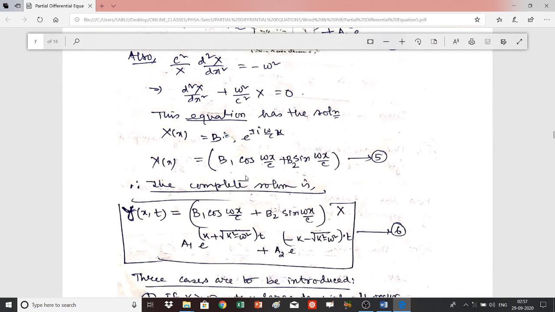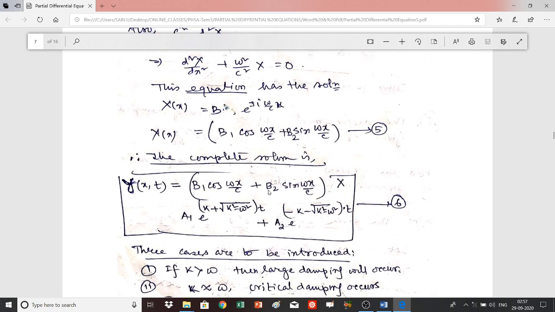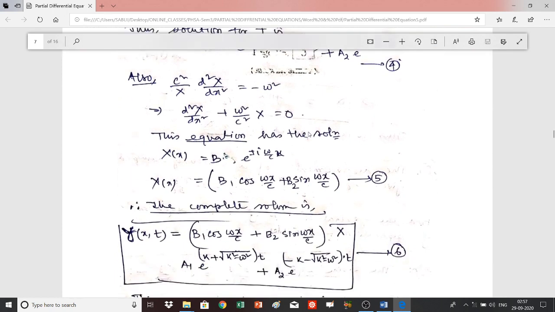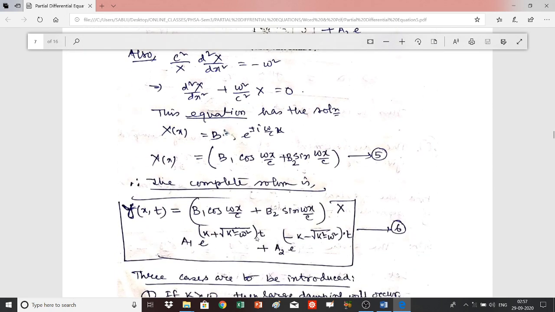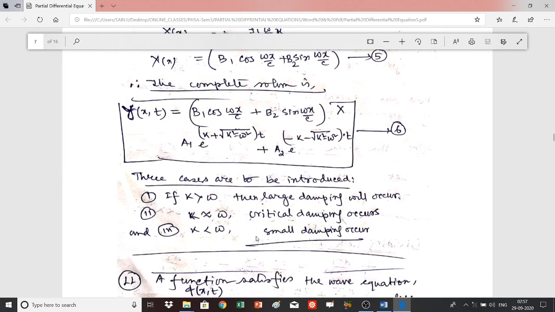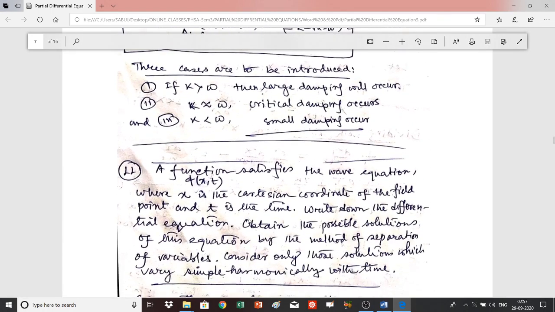Now if you wish to find the complete solution, then the term for X is written first, and then the solution for T is written after that. So that is the complete solution. Here there are three cases to be considered, which are listed here. So just view it and look at it. Nothing is to be done here.